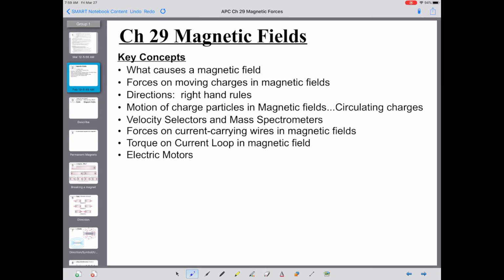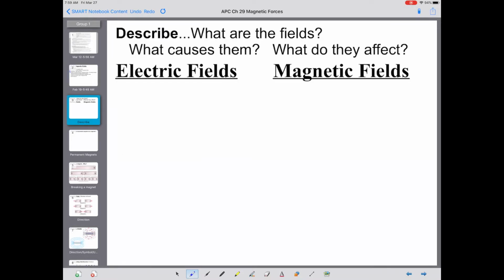Today it's time to ponder magnetic fields. So you can see the overall key concepts from this chapter. Today we're going to focus on these first four, looking at what causes magnetic fields, then forces on charges, directions, and motions of particles. So let's consider first of all what causes magnetic fields.